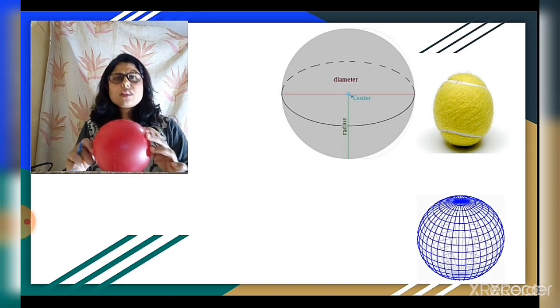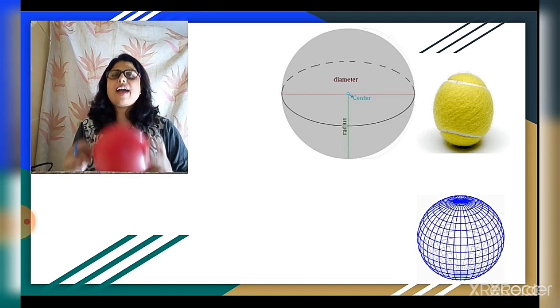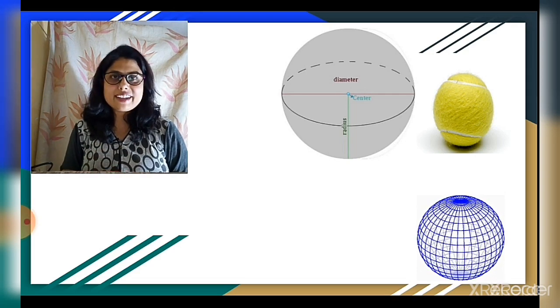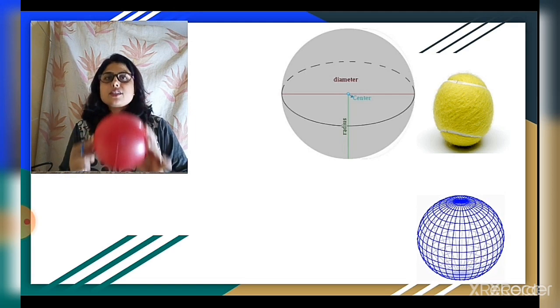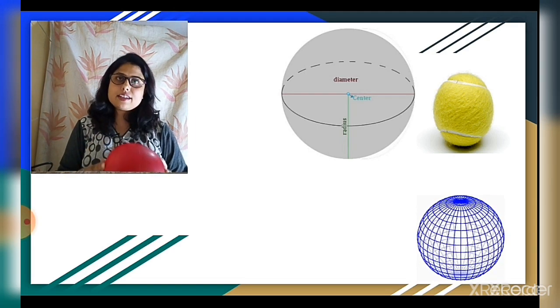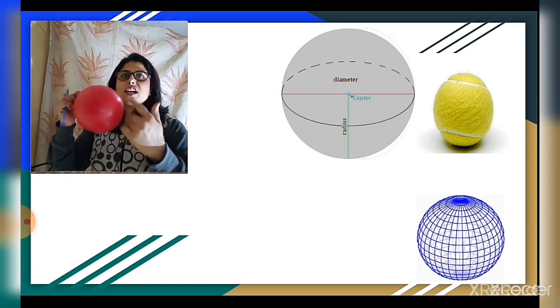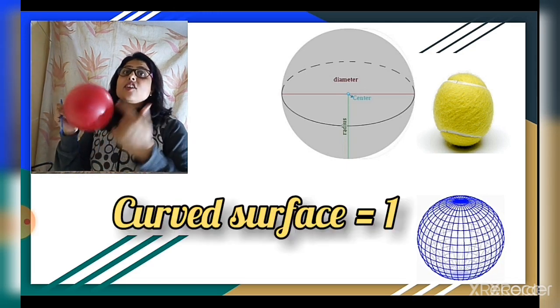This sphere has no edge and no vertex. A sphere does not contain any edges or any vertex, but it contains one curved surface. What does it contain? One curved surface.